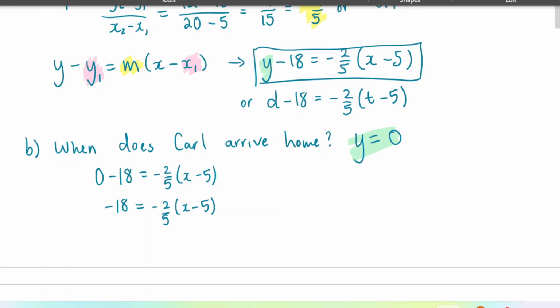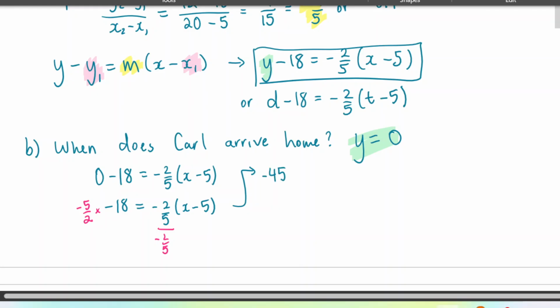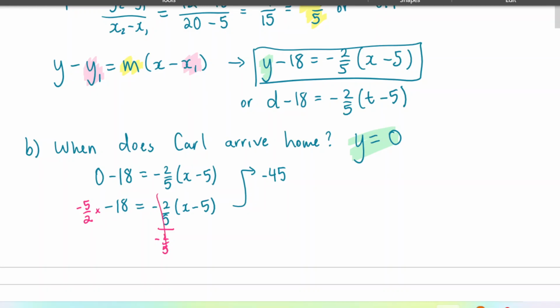Okay, and then I'm going to start by dividing by negative 2 over 5. Dividing by a fraction is the same as multiplying by its reciprocal. So we'll do that on this side over here. And then I'm going to just bring my work up here. So 5 over 2 times 18 is 45. And it's negative because it's negative there. And that canceled this out here. So I'm just left with x minus 5 now.